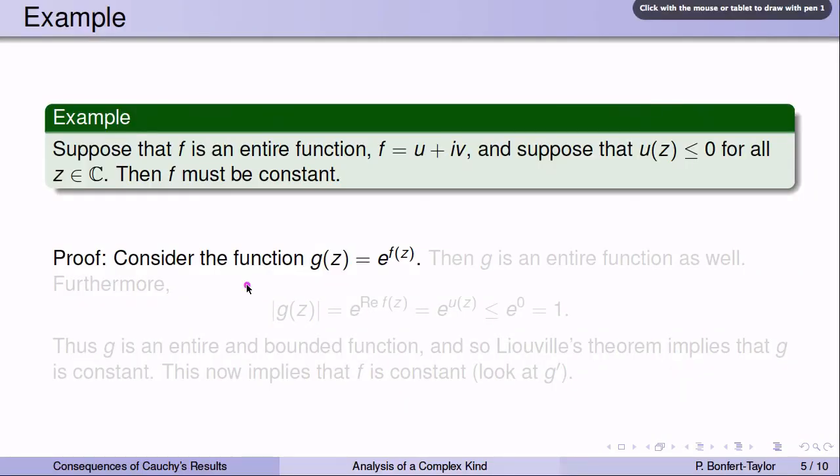Let's look at an example. Suppose f is an entire function, so we could write it as u plus iv, where u is the real part, v is the imaginary part. And suppose that the real part is less than or equal to 0 for all z. That already implies that f must be a constant function. So not even the real part can be negative or non-positive for all z in the complex plane. An entire function whose real part is non-positive must be constant. How do you prove that?